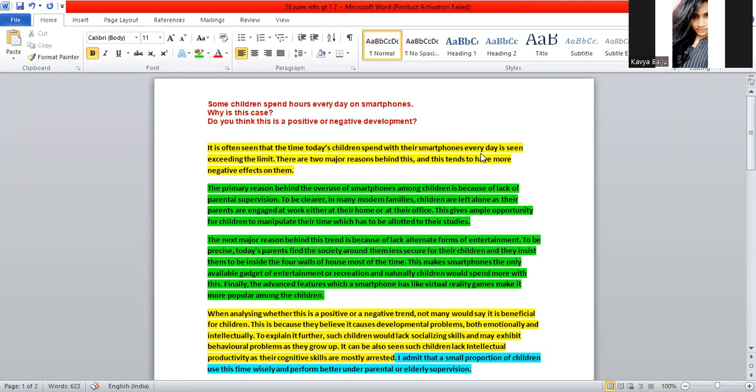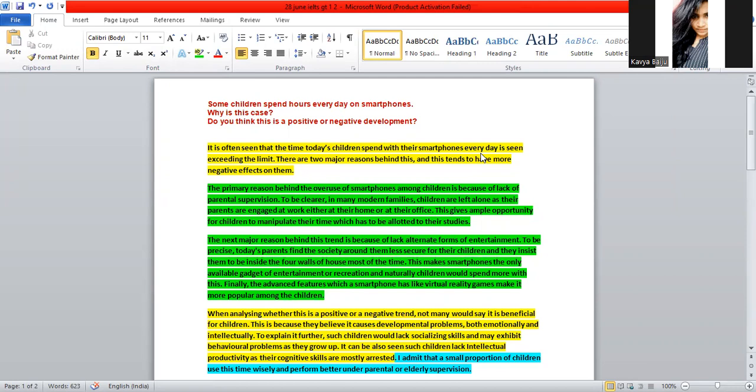Today we are going to discuss an essay question and analyze it. Here we have the question. The topic is the time children spend on smartphones. Some children spend hours every day on smartphones. Why is this the case? Do you think this is a positive or negative development? We have multiple questions there to answer.